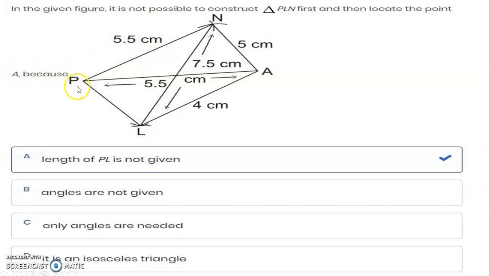Why? Because the length of PL is not given. Angles are not given. It is an isosceles triangle. See, to draw this triangle, we know LN, we know NP. Only if I know LP will we be able to draw it. It is not available. So that's the clear answer.